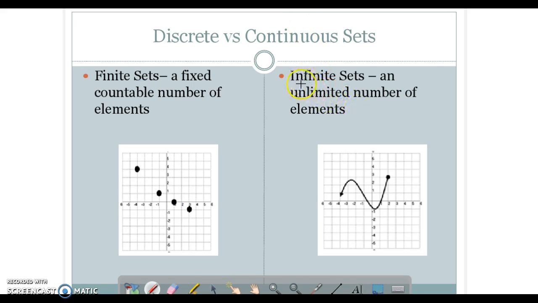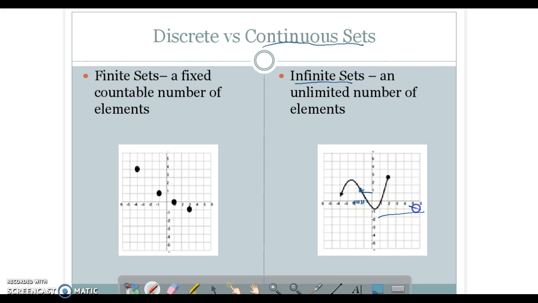In contrast, we have continuous or infinite sets. This means that you can choose 2 and get 3. You can choose 1 and get 0, or you can choose any value in between. There are multiple x values which relate to multiple y values, and so we call this a continuous or an infinite set.